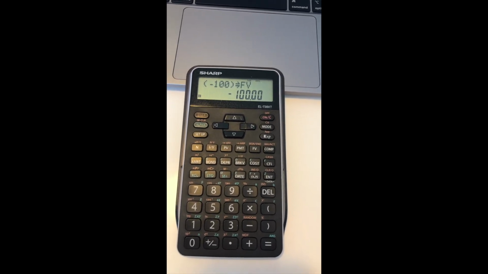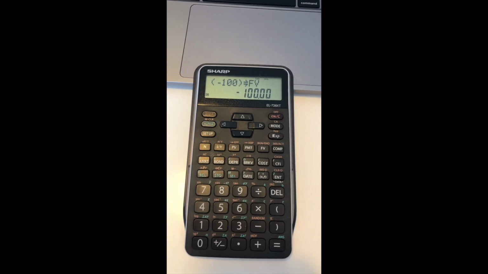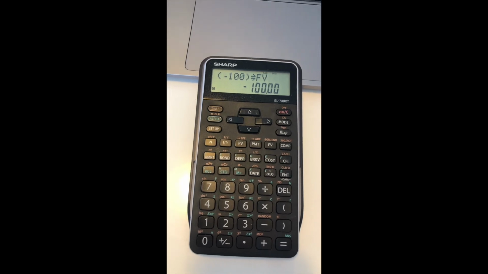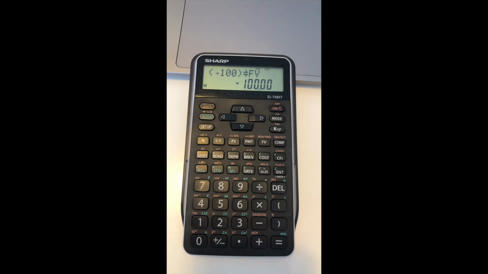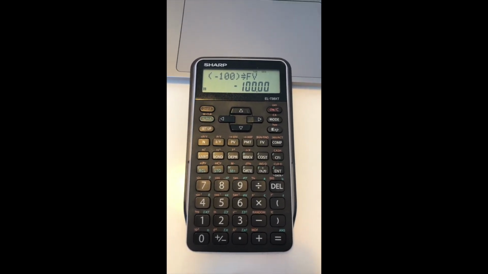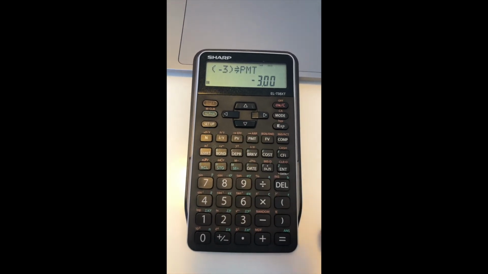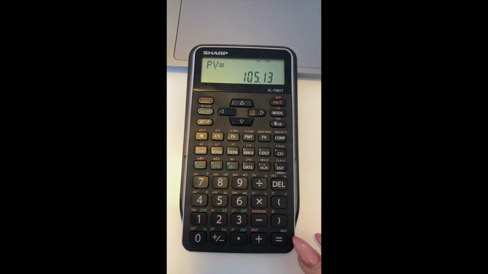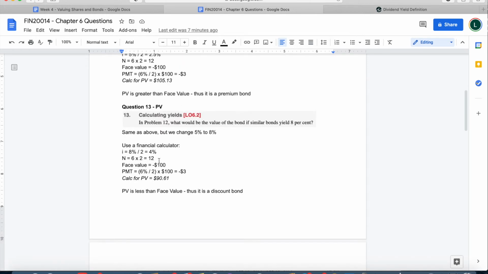And then our payment, so we're told it's 6%. We divide that by 2, which equals 3%. To get our payment amount, we do our percentage, so that's our coupon rate, so sorry, 3%, because we're dividing it by 2 and timesing by our $100 face value. So then we've got $3, so we go negative 3 is our payment, and then we want to comp PV, which is $105.13. Okay, so now we'll go to question 13.